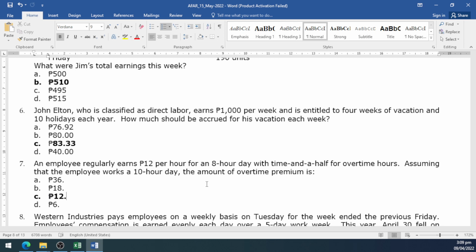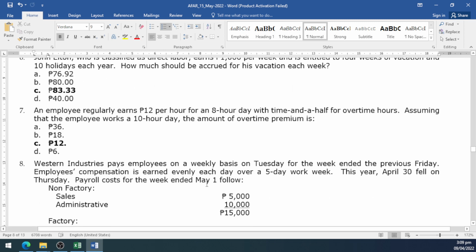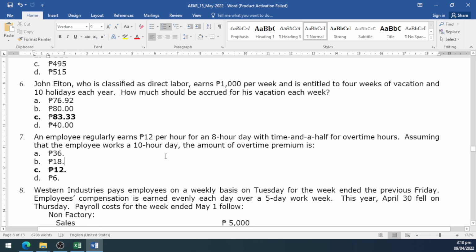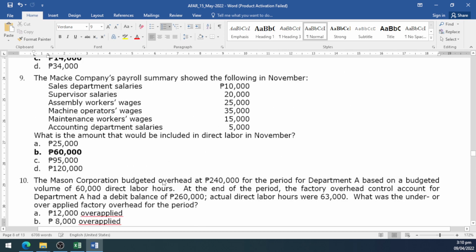Unless the reason for overtime is due to rush requirement ng customer. In such a case, you're going to charge it to work in process. Observe, class, that's overtime. Kahit na direct labor cost yan, kahit na direct laborer yan, nasa overhead control pa rin yung overtime. Kung indirect labor, wala nang question doon. Wala na kayong analysis. Talagang factory overhead control.